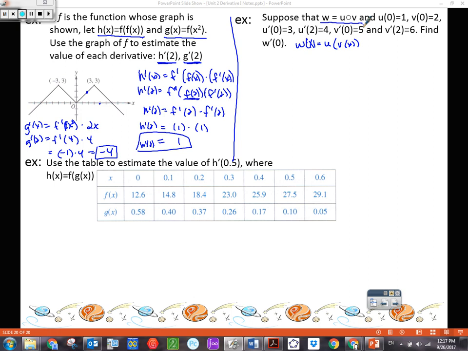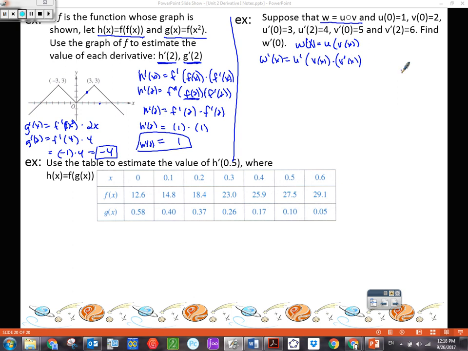Circle V means U of V of X. That's what it means. So now they want us to find W prime. So let's do that. W prime of X. Okay, so we take the derivative of the outside, U prime, copy paste the inside, multiplied by the derivative of the inside.